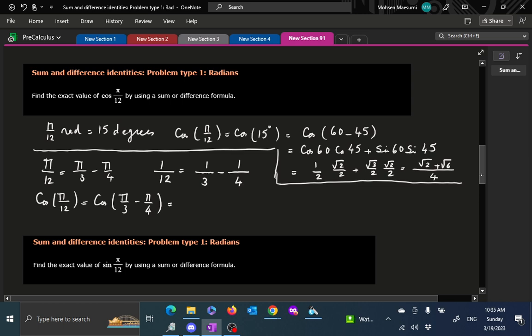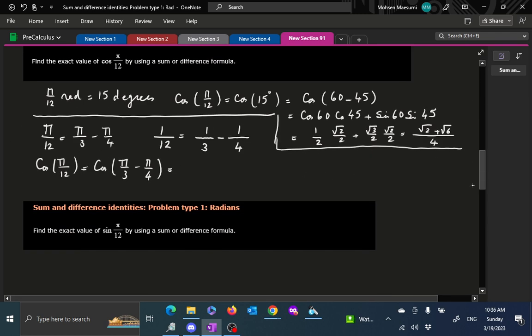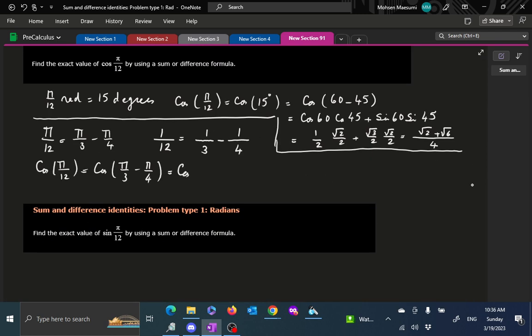Now you apply the cosine formula. Here's the cosine formula for difference: cosine plus sine. So that's easy to remember. It's going to be cosine of pi third cosine of pi fourth, and then we have plus sine of pi third sine of pi fourth.